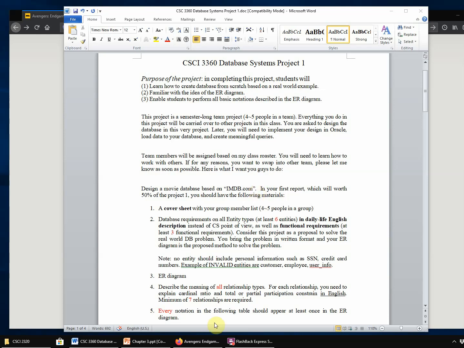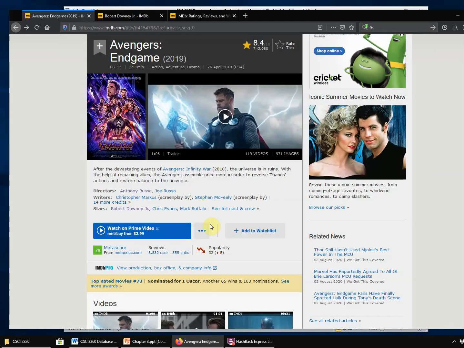Let's take a look at IMDb so that you will know what it is that I'm talking about. For IMDb, obviously, one of the most important things is about the movies. So I use the Avengers as an example. I love the movie. So take a look at this one. Movie as an entity. You will have a lot of different attributes describing this movie.